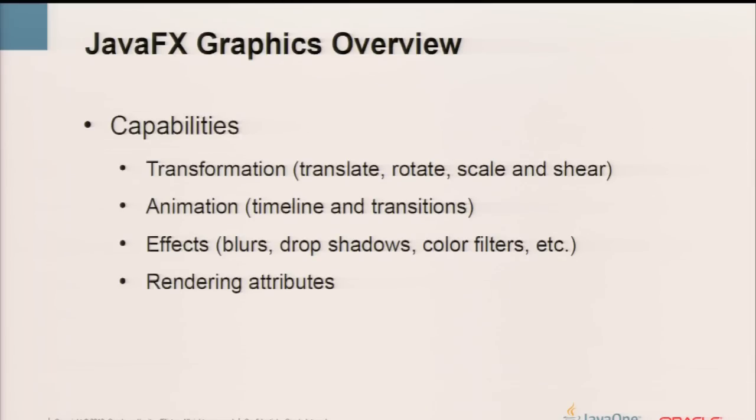Every node in the scene graph has a transform, and we'll talk more about that in detail. We have provided animation in JavaFX to allow you to very easily animate over time any number of properties, whether it be a transform, a color, or just some data value that you want to use. You can apply an animation to that, and it will automatically interpolate those values over time. We have a number of different 2D filter effects like blurs, drop shadows, color filters, motion blur, various other effects. And then we have a number of rendering attributes that you can apply to your scene graph objects.